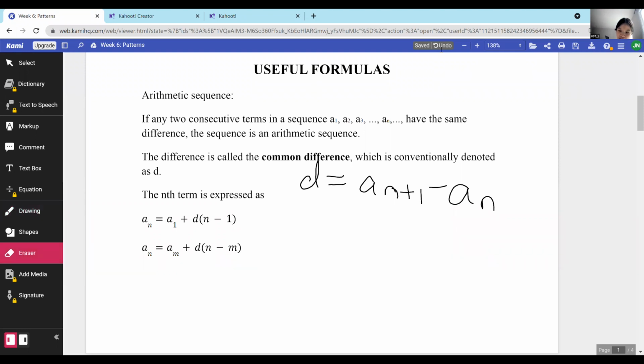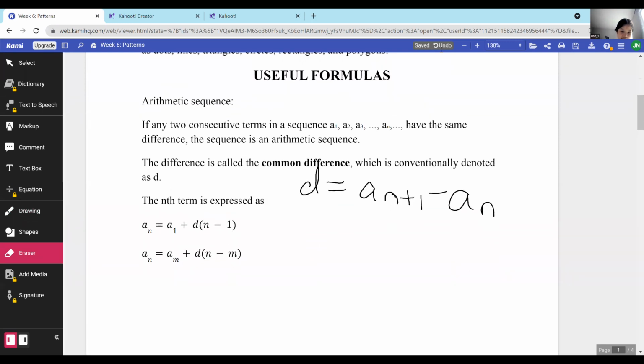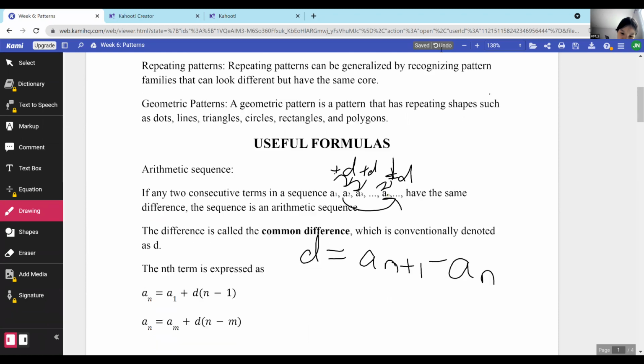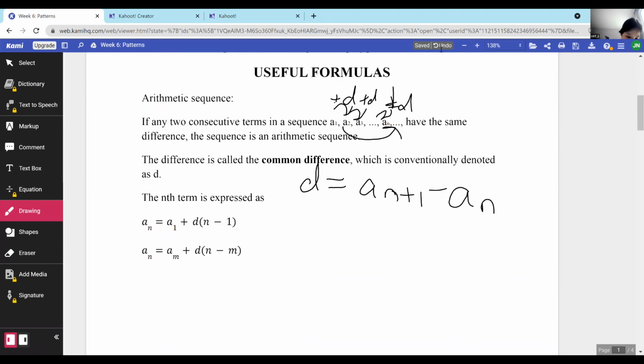The nth term, hence, can be expressed as a_n equals a_1 plus d times (n minus 1), because from a_1 to a_n, each time you add d, and so forth. And actually, you notice you add d (n minus 1) times to get from a_1 to a_n. So that's why it's a_1 plus d times (n minus 1).